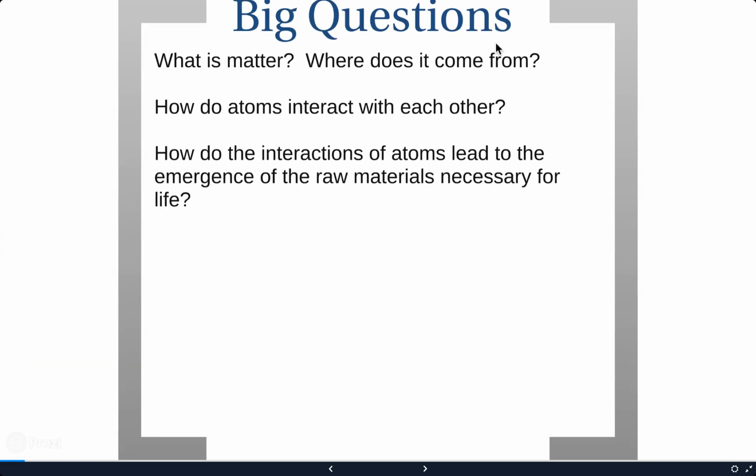Some of the big questions you should be trying to answer by the end of this portion of the lecture are: what is matter? Where does it come from? How do atoms interact with each other? And how do these interactions of atoms lead to the emergence of the raw materials necessary for life?